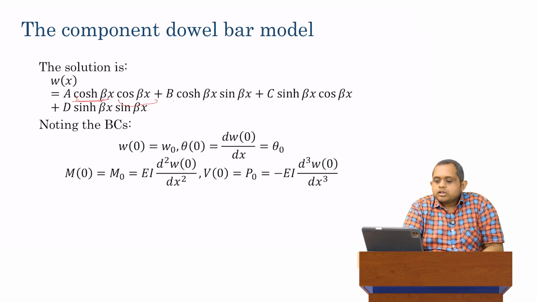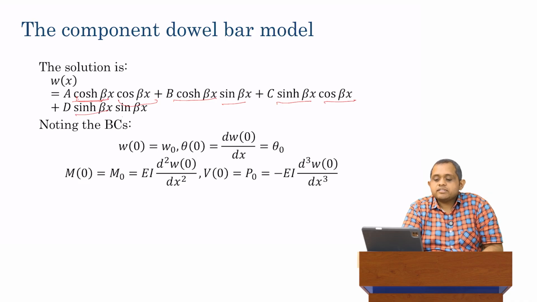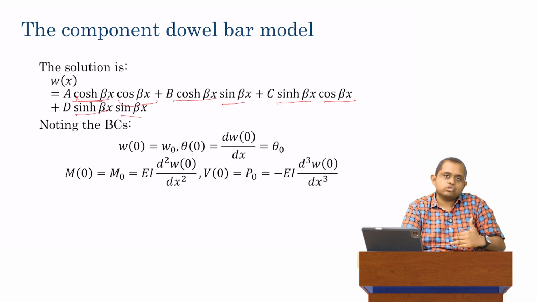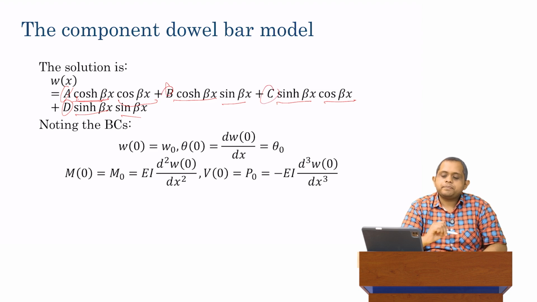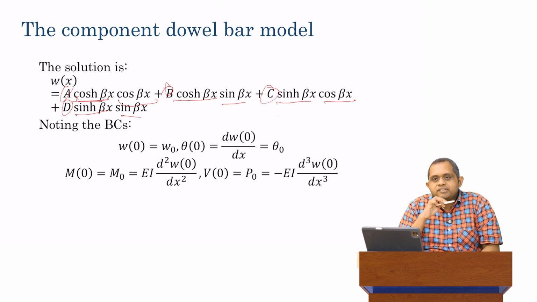The second is the hyperbolic cosine of beta x into the sine of beta x. Then we've got the hyperbolic sine, the sinh of beta x into cosine beta x, and then sinh beta x into sine beta x. These are the 4 solutions, and then the final solution is a linear combination A, B, C, D. In order to get A, B, C, D, we essentially need to have some additional boundary conditions, and we need 4 boundary conditions.